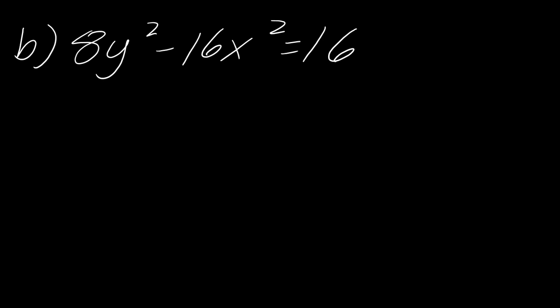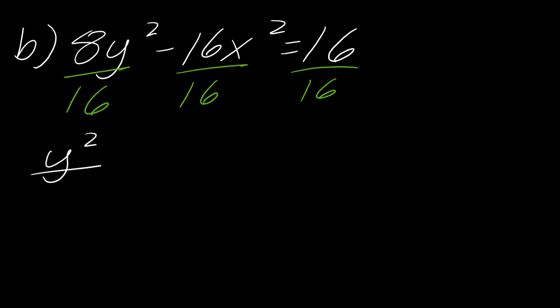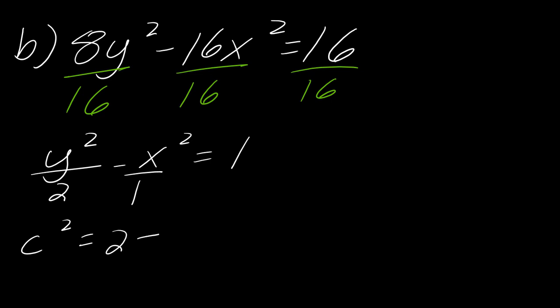Okay, so to calculate the eccentricity for this next problem, the first thing we want to do is get this into the standard form. So I first want to divide everything by 16, since this whole equation equals 16. Then I can simplify this to y squared over 2 minus x squared equals 1. And I'm going to put x squared over a 1 just so that I don't forget that there's an invisible number there. So then my c squared is going to equal 2 plus 1.